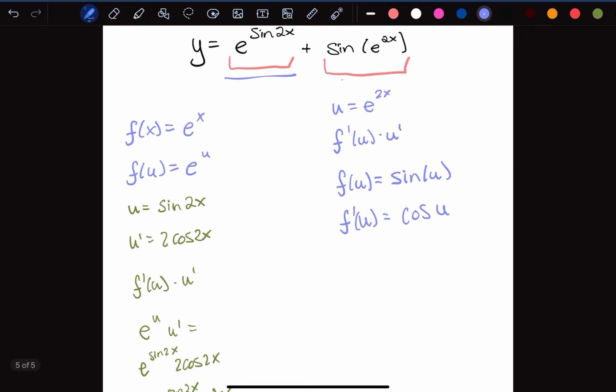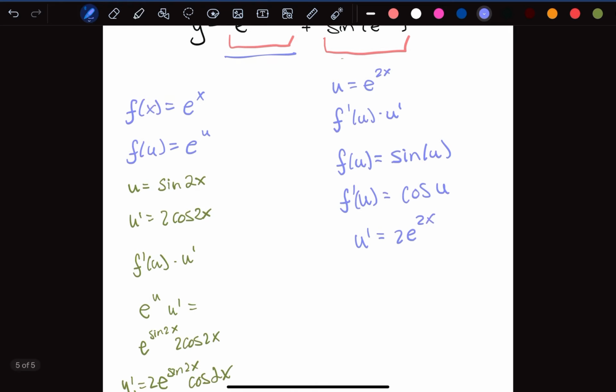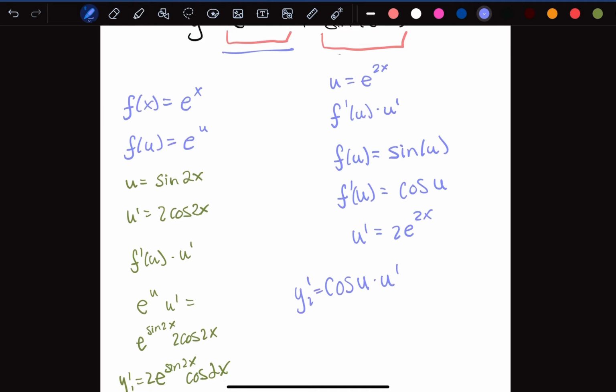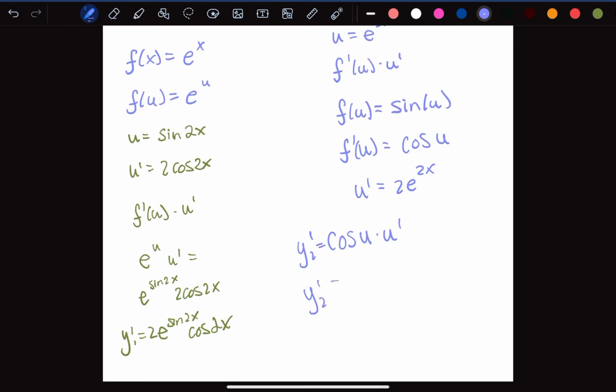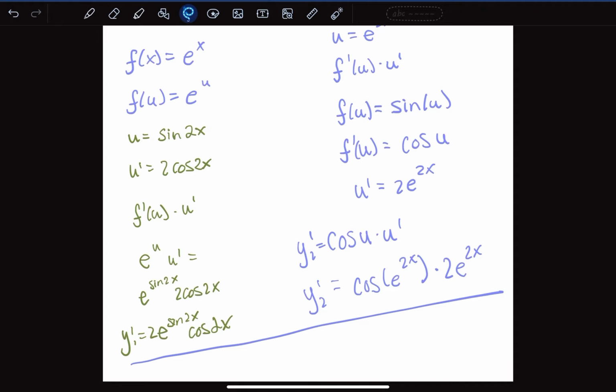And then our u derivative is 2e to the 2x. So now plugging this in, we're going to have cosine u times our derivative of u. So our y2 prime is going to be equal to cosine u times the derivative of u, which is going to be equal to cosine e to the 2x times 2e to the 2x. And if we add these together, this is going to be both parts of our derivative.